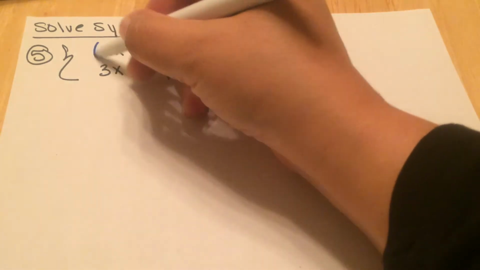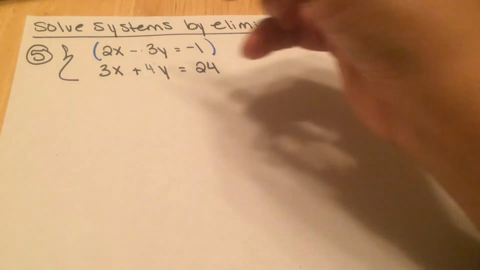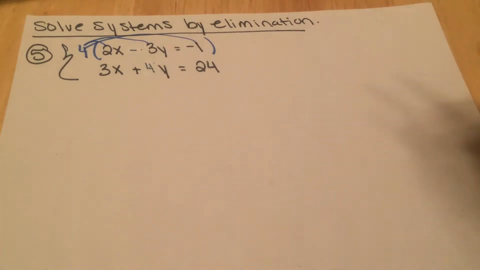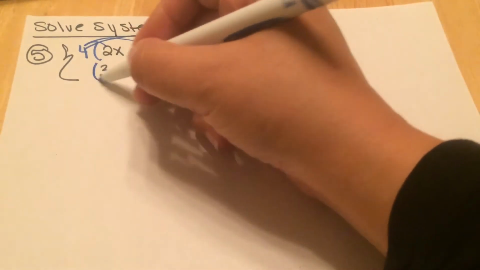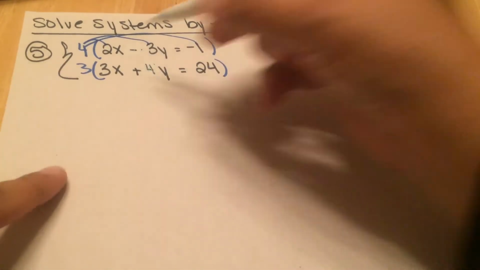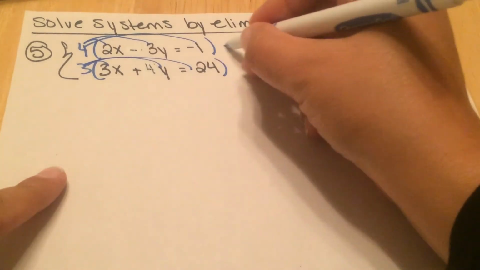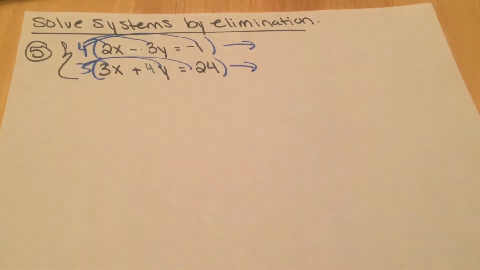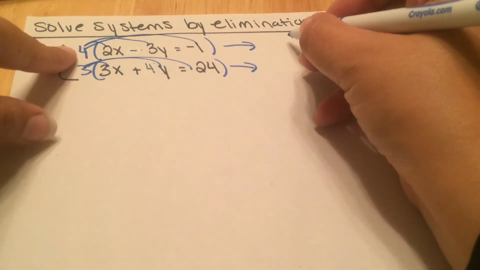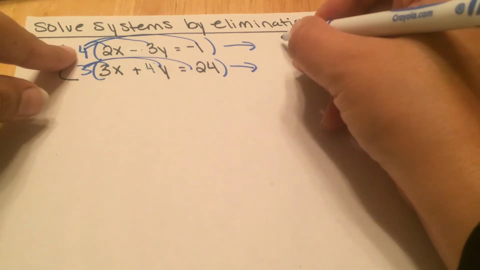So what I'm going to go ahead and do, to make this a 12, I have to multiply everything in my top equation by 4. To make this a 12, I need to multiply everything in my bottom equation by 3. So I'm going to go ahead and write my manipulated equations here. So remember to multiply everything, or distribute that 4. So everything needs to be multiplied by 4.